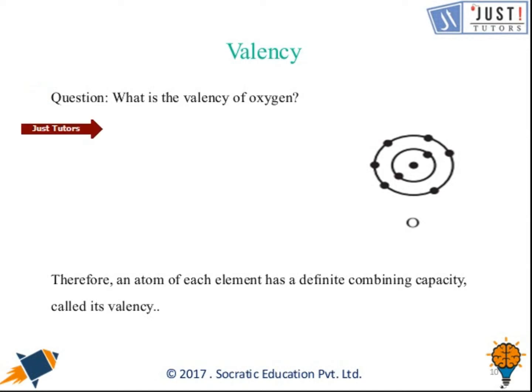So valency of oxygen is 2. And let's see how. If you look at the outermost orbit of the oxygen, you will see there are 6 electrons, and it's easier for oxygen to gain 2 electrons rather than losing 6, right? So the valency of oxygen will be 8 minus 6, which equals 2. So the valency of oxygen is 2. So now we can say that an atom of each element has a definite combining capacity, which is called valency.